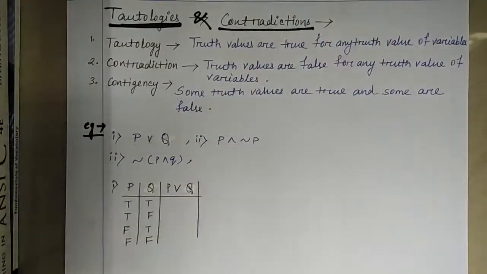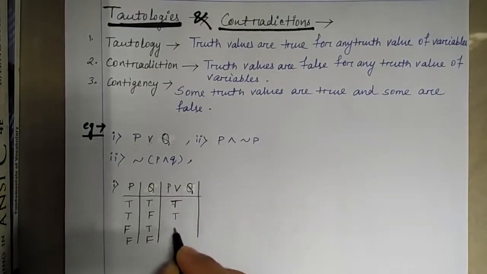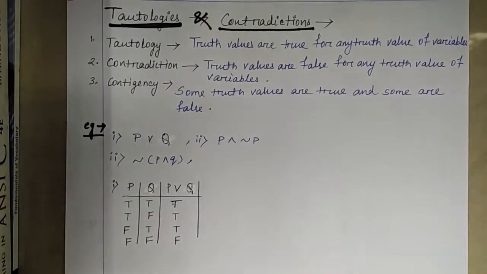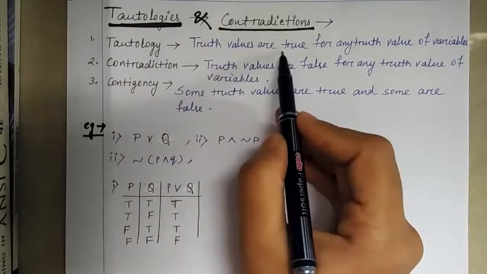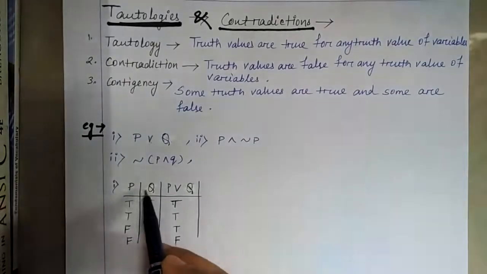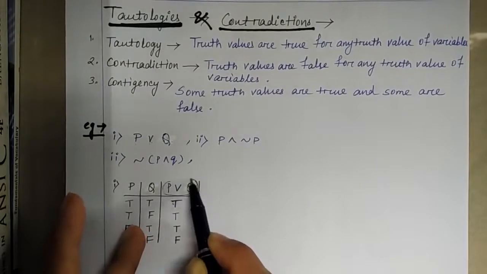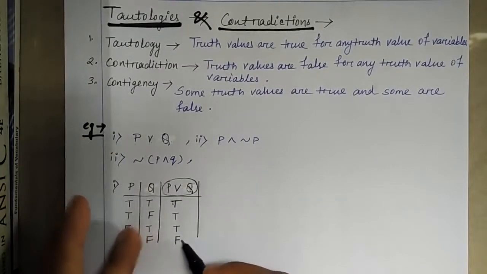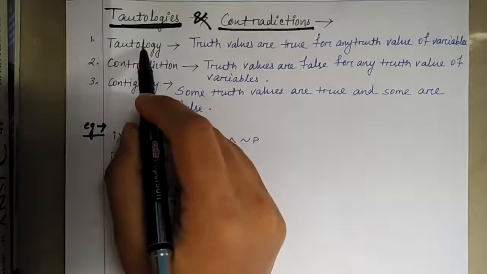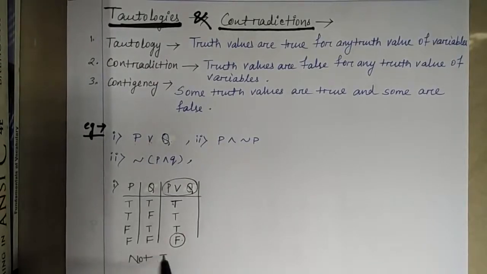So we'll see this one, P or Q. P or Q means if you have a single value true also, you'll get the truth value true, but the other one is false. According to the tautology definition, truth values are true for any truth value of the variable. So the variables are P and Q. If you are getting this last column with all values true, then only it will be called a tautology. But are you getting true for all? No, right? Because for this one it is false. So this is not a tautology.